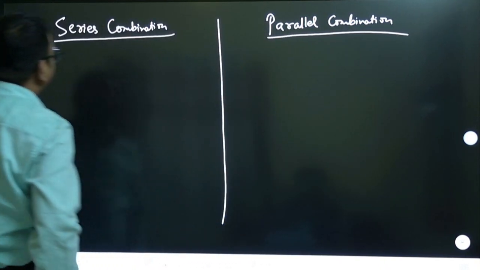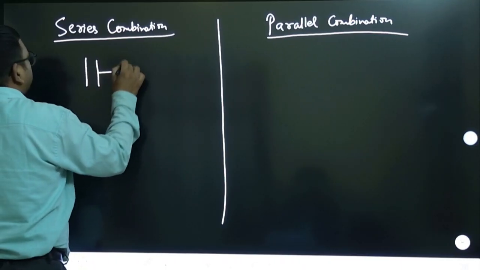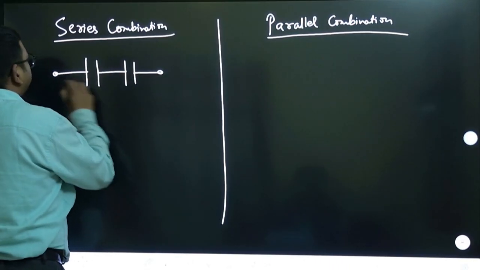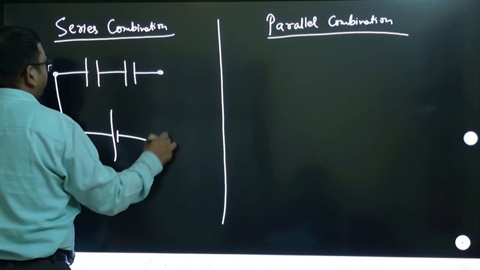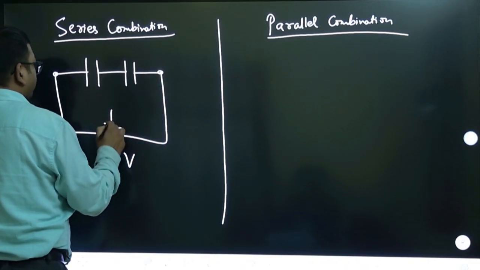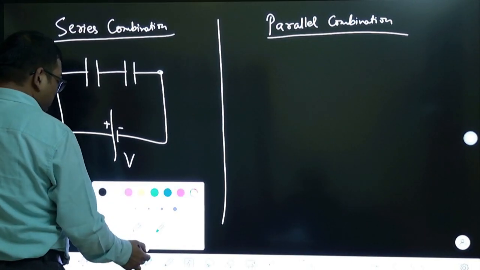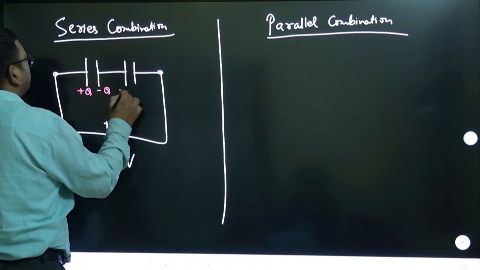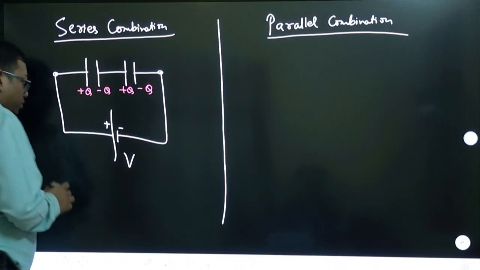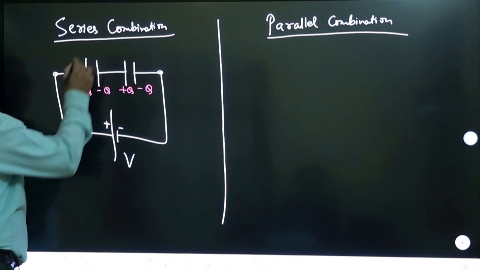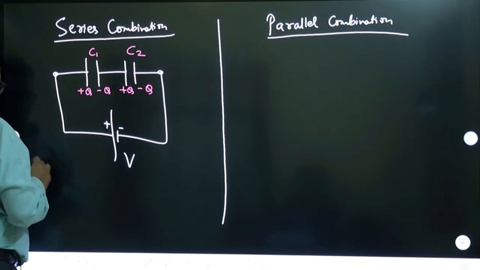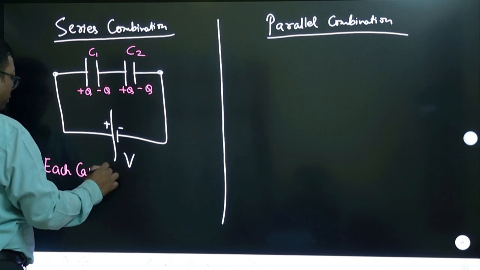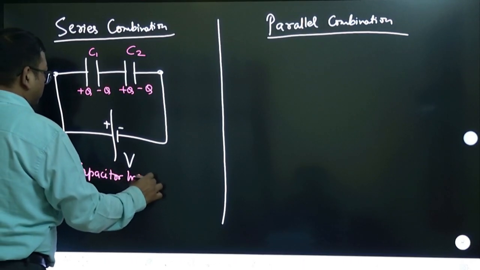Series means, let us take an example, two parallel plate capacitors are like this and connected with a battery. Battery voltage is V, minus and plus. So this will be sending some charge here: plus Q, minus Q, plus Q, minus Q. So remember, in series each capacitor, C1 and C2, has the same charge.